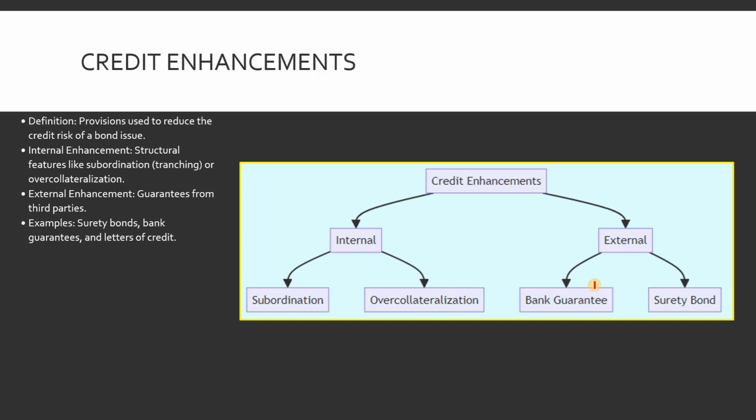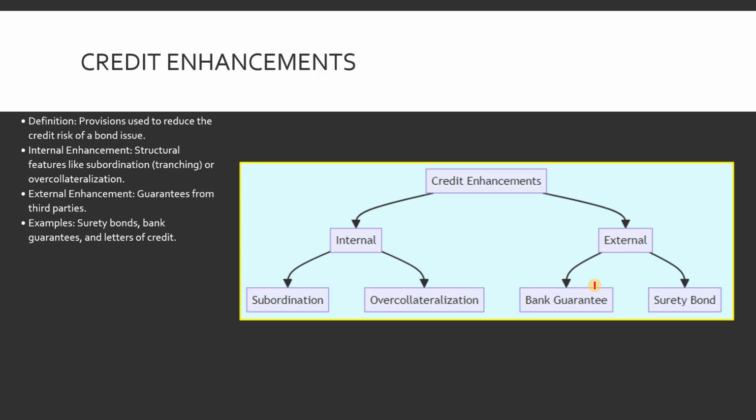An example is over collateralization, where they place more assets than the bond is worth. The second one is an external enhancement, which involves a third party. For instance, a bank might provide a letter of credit promising to pay if the issuer cannot, or an insurance company might issue a security on the bond. These external guarantees transfer the risk to the stronger entity.